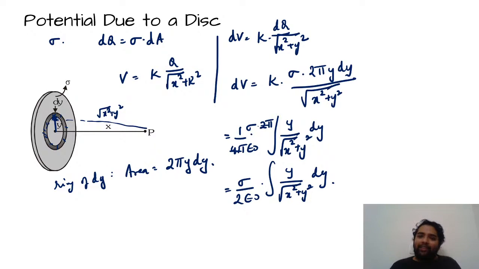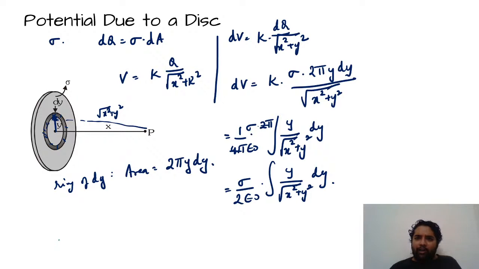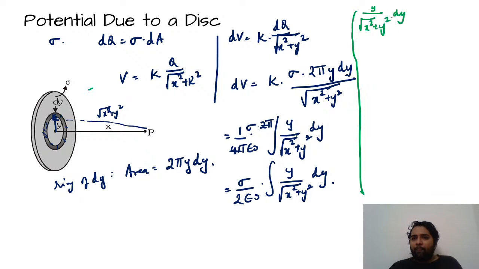Now, how do I tackle these kinds of problems? I have a very nice trick for these kinds of integrations. So what will I do? Integration of y by root over x square plus y square dy. Now, the numerator has y power 1 and in the denominator the expression has x square plus y square, which means the y power there is 2. So in any of these questions, the differentiation of the bottom will give some kind of numerator.